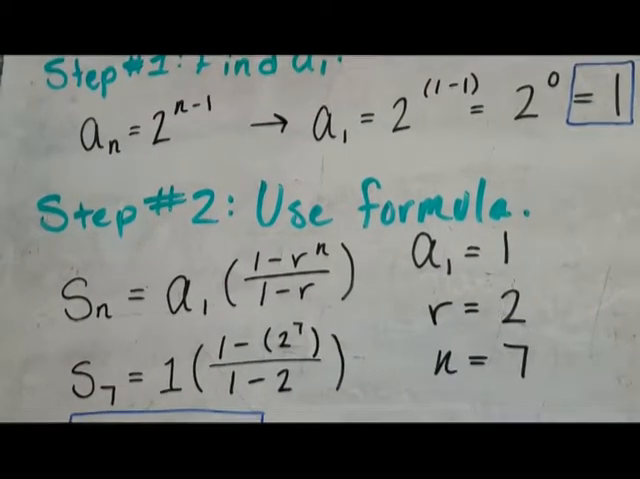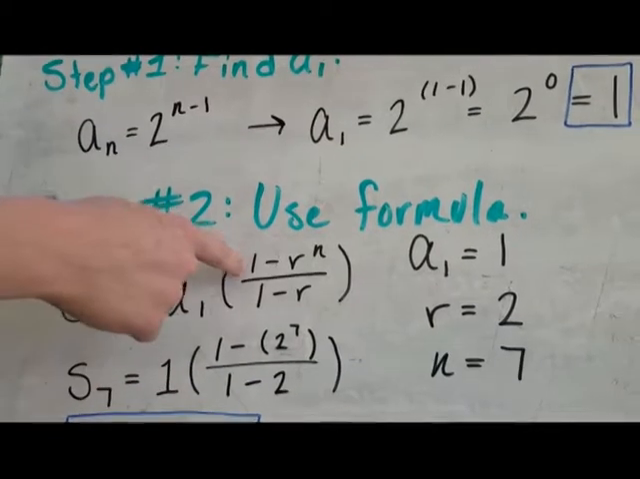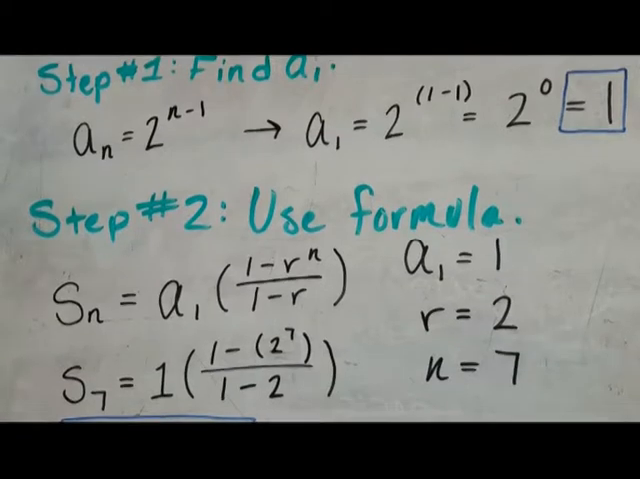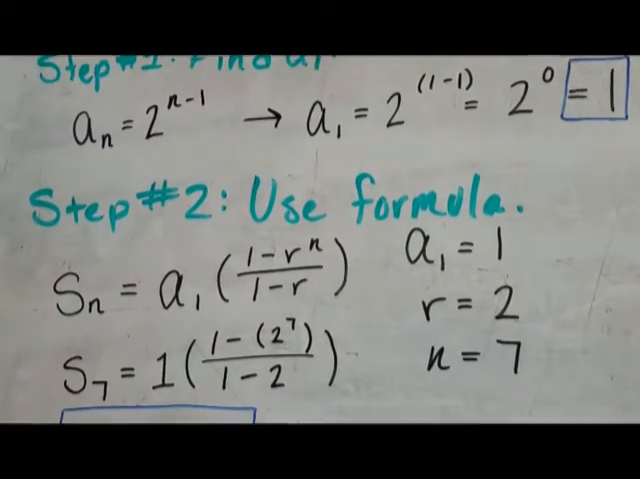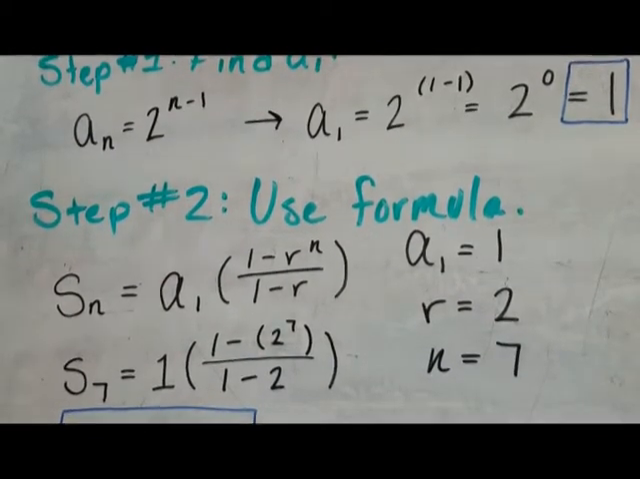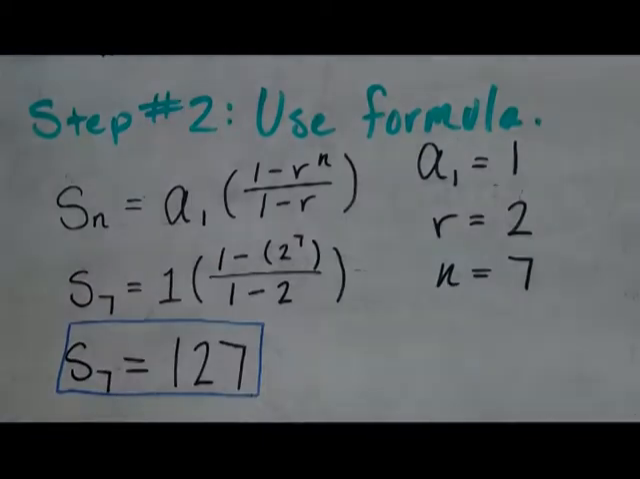So next we do s sub n equals a sub 1 times 1 minus r to the n over 1 minus r, and when we plug in our values we would get 1 times 1 minus 2 to the 7th over 1 minus 2, and once we simplify we get s sub 7 equals 127.